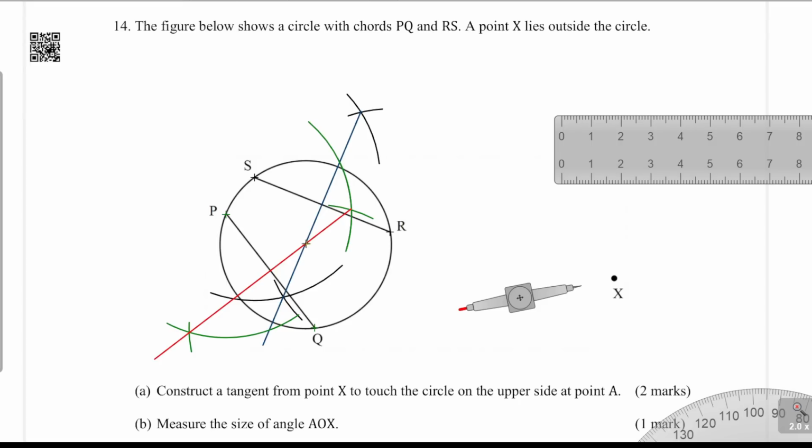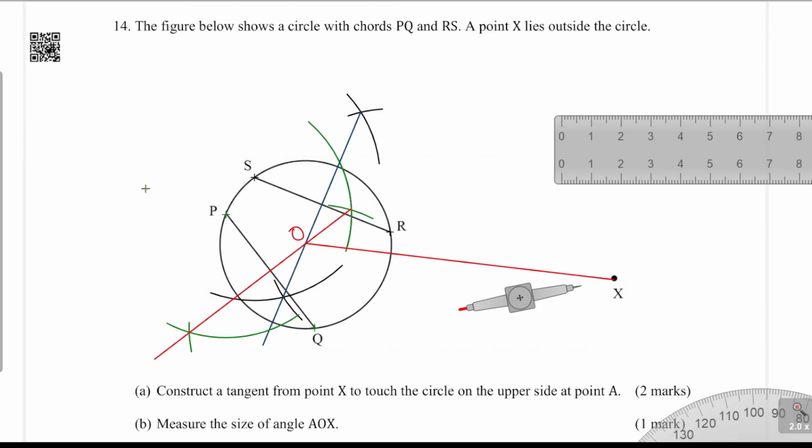Let me join it properly. So join it. Sorry. So let me join it. So you join it like that. It is okay. So this is the center. This is the center of the circle.